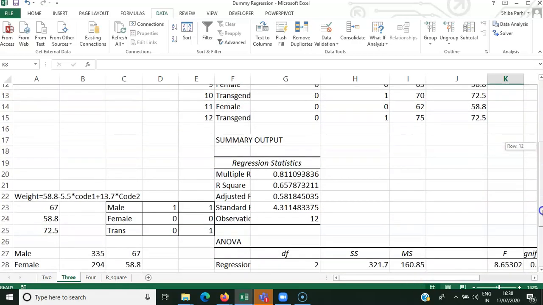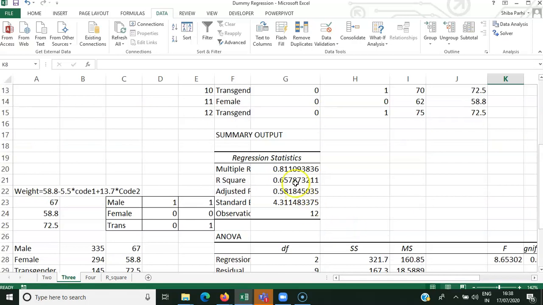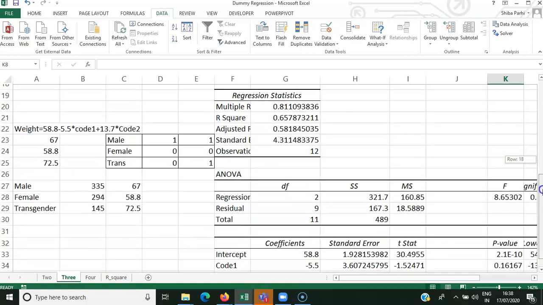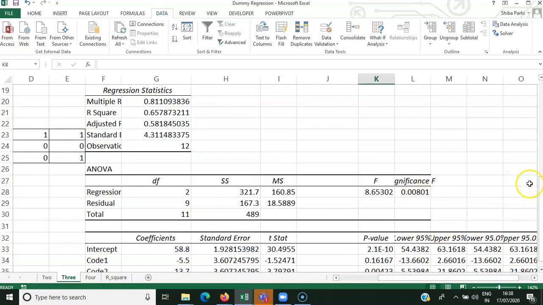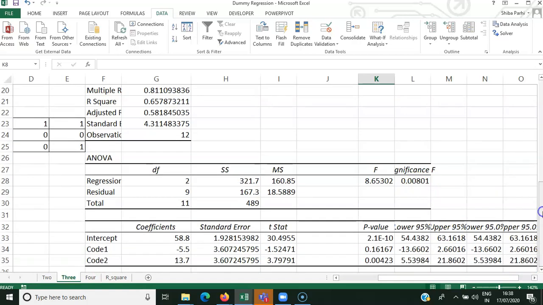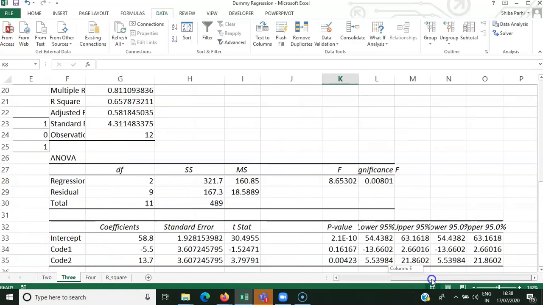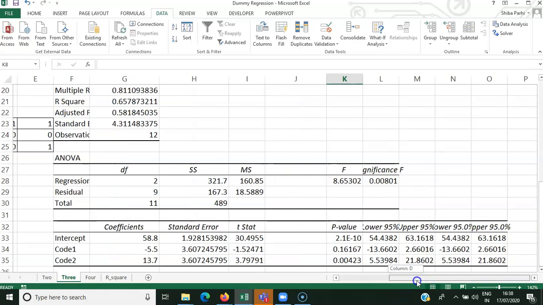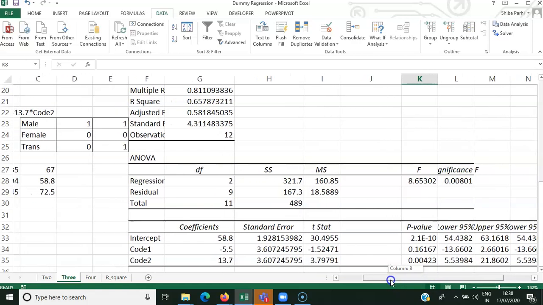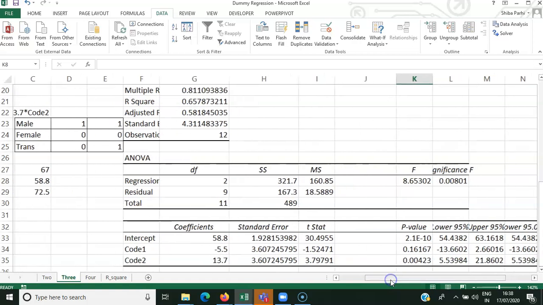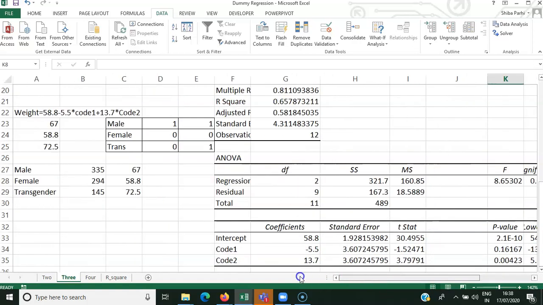Again I did a regression. You can see the R square is high, it is more than 0.6, and the prediction is good. Let us see the significance. If this model is also significant, let us see the significance of code 1 and code 2. The p-value also, we are finding code 2 is more significant than code 1. And so these are all the differences.